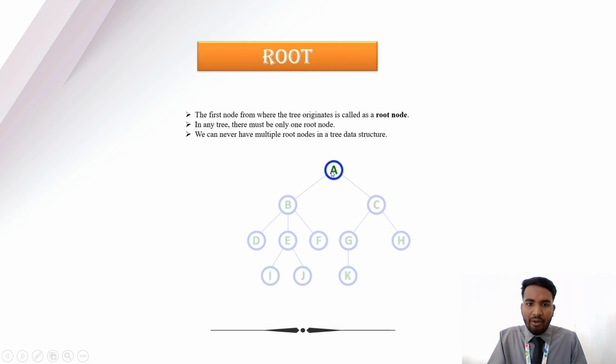In a tree, we call the A node the root node because this tree originates from this node. So we call this node a root node. And remember that in any tree there must be only one root node, and we can never have multiple root nodes in a tree data structure.